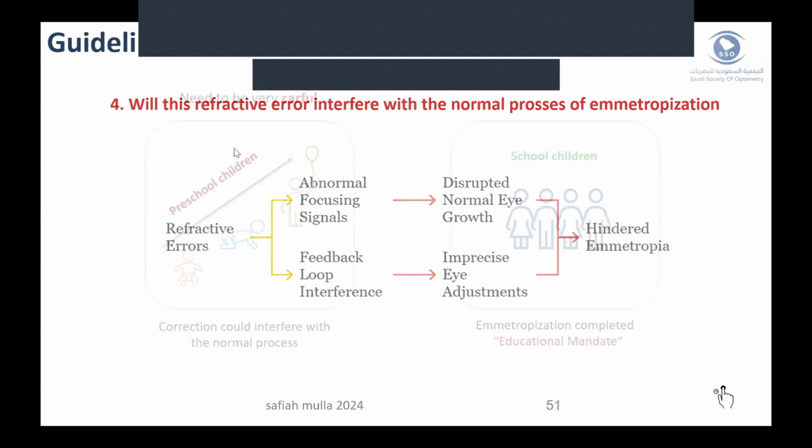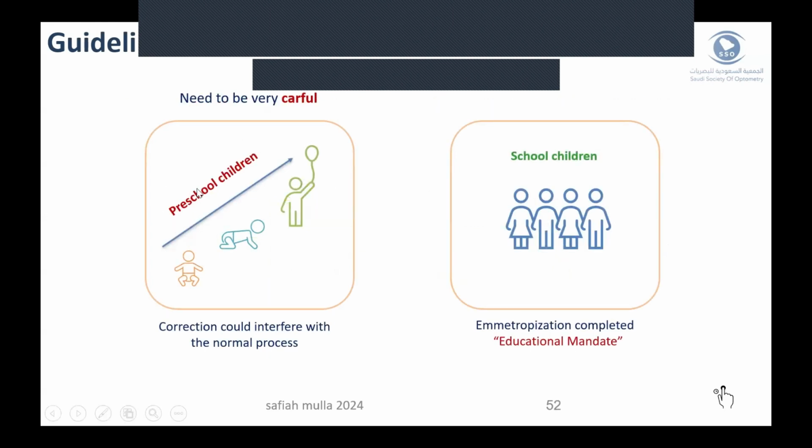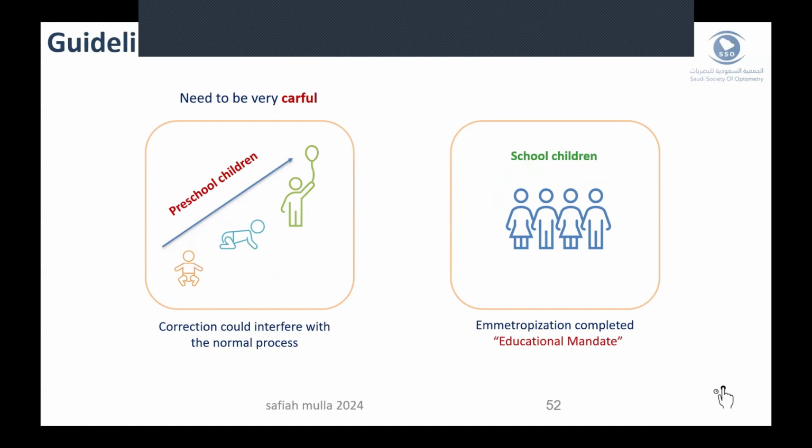So you need to be careful because preschool children are within that range of changes, so corrections could interfere with their normal process. You have to be careful. However, in school children, emmetropization is almost completed. When you want to deal with their refraction, you have to consider their educational demands when you correct them.